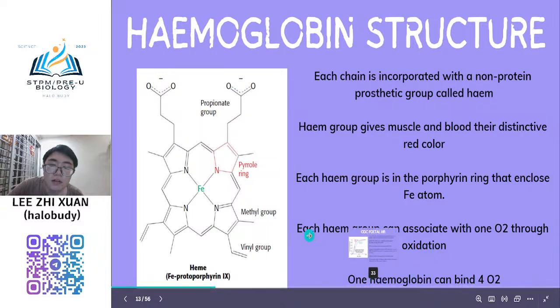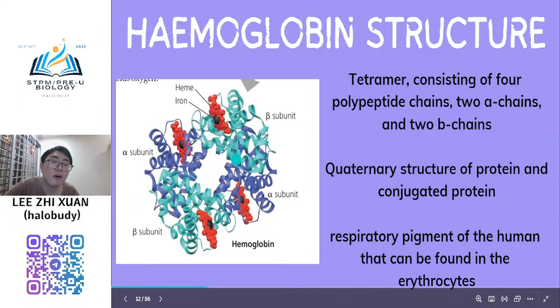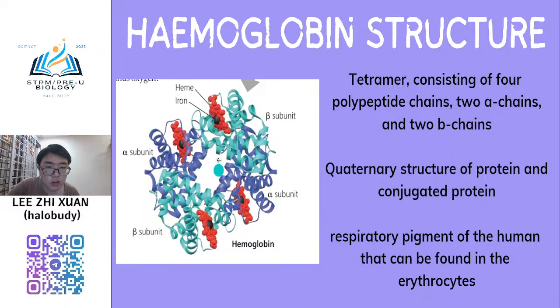So that means each heme group can bind one oxygen molecule. So one hemoglobin will combine with 4 oxygen molecules. Why? Because one hemoglobin contains 4 polypeptide chains. Each polypeptide chain contains one heme group, and one heme group can bind 1 oxygen molecule. So overall, one hemoglobin can bind 4 oxygen molecules.